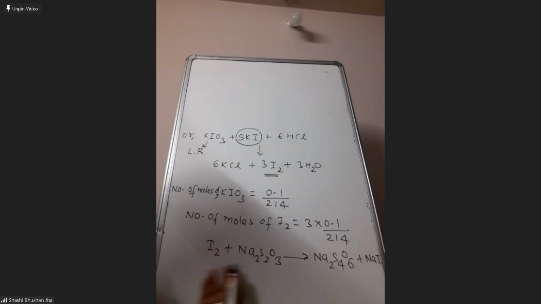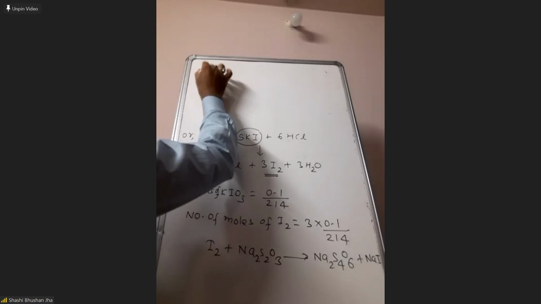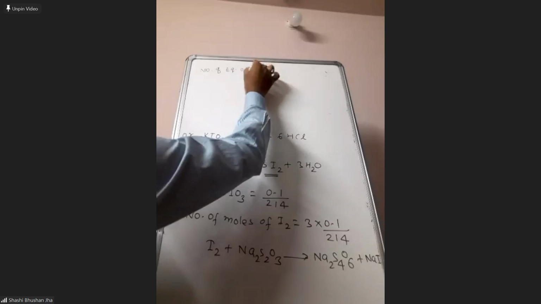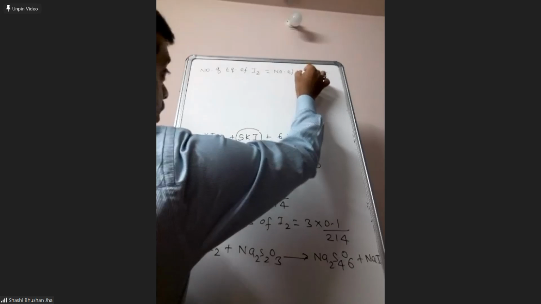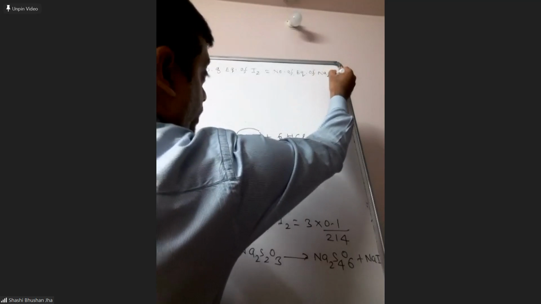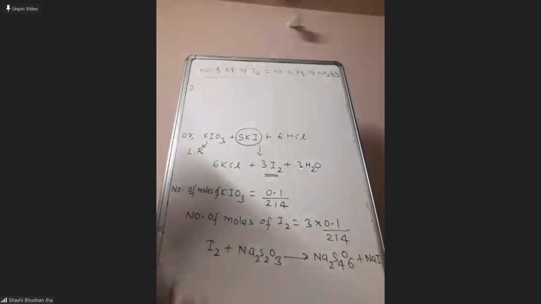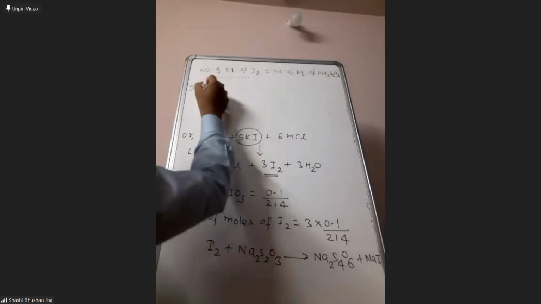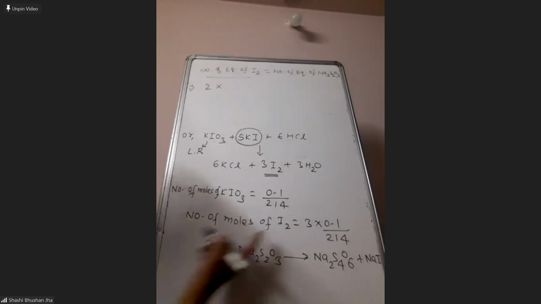Else, if you want, you can go by the equivalent concept here also for the second part. So the number of equivalents of iodine will be equal to the number of equivalents of sodium thiosulfate. Now, the number of equivalents of iodine will be n factor of iodine multiplied by the number of moles of iodine, which you have calculated. For iodine, n factor is 2.